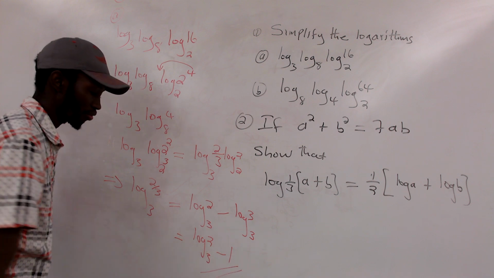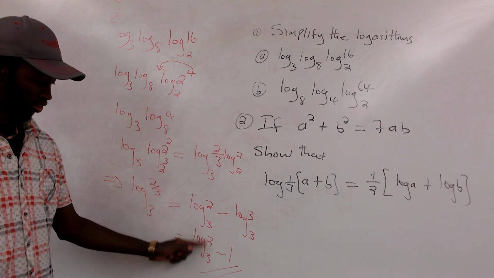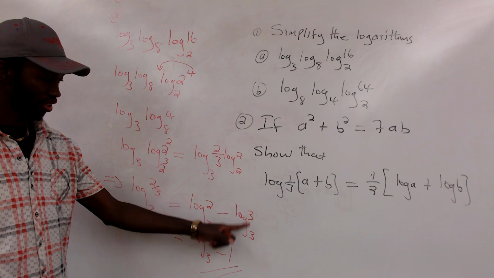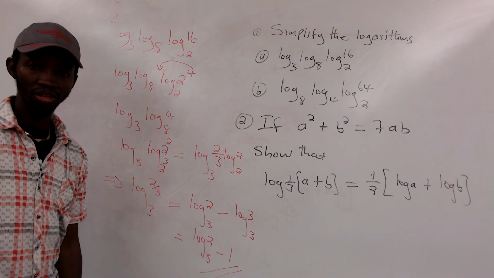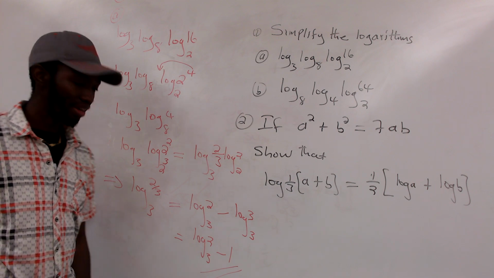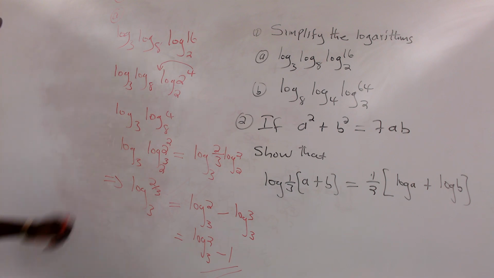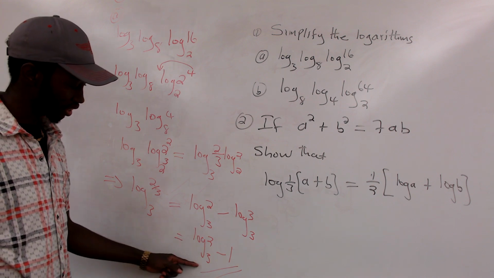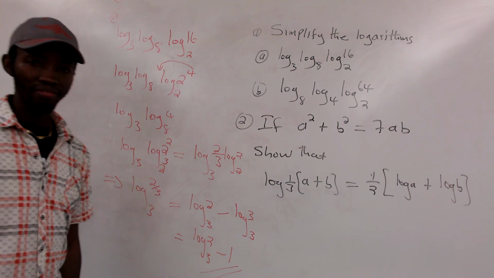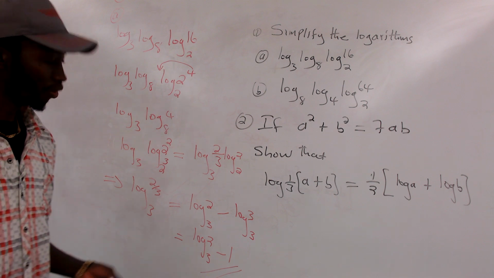So therefore, the final answer will be log 2 base 3 minus 1, because log 3 base 3 is the same. The log of a number to its base is always 1. So this is the final answer for this law. So the first part, the answer is log 2 base 3 minus 1. That's the result. So this is the end of the first part.